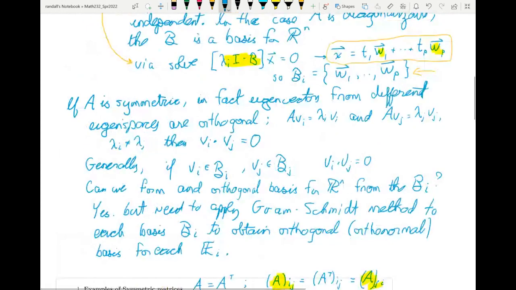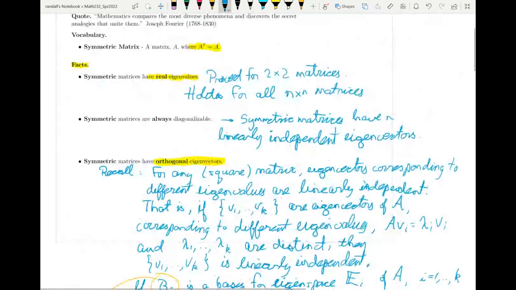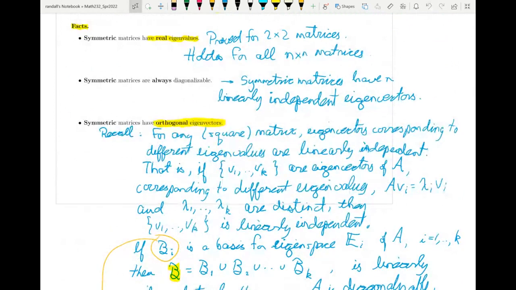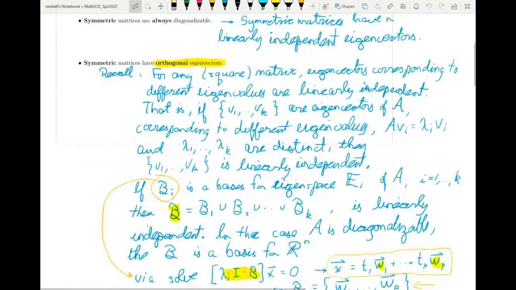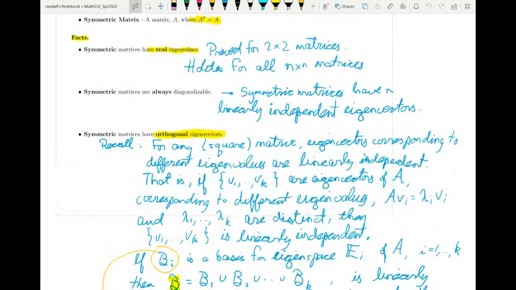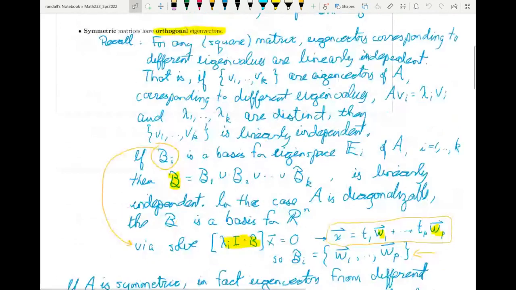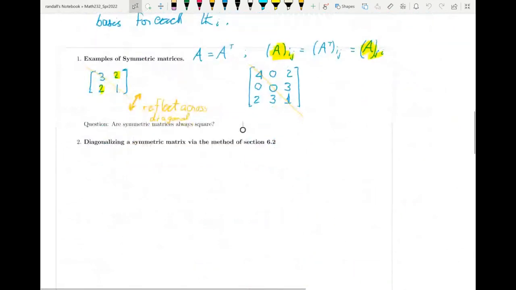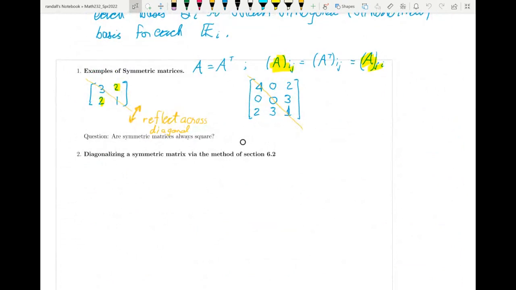And because of this special form, many important consequences come out of that. They have real eigenvalues. I can always diagonalize them. And even more, I can always orthogonally diagonalize them, which means that their eigenvectors are orthogonal. So there are a lot of consequences from this symmetry, that they're equal to their transpose.